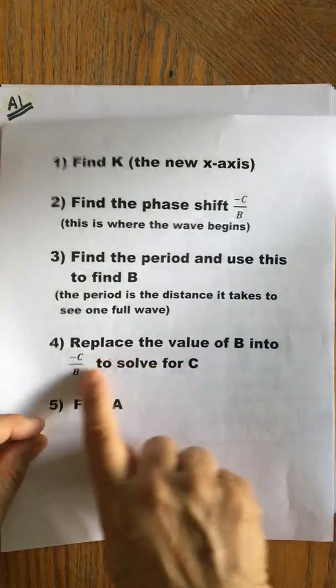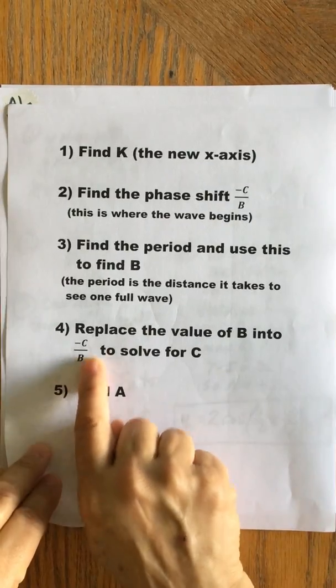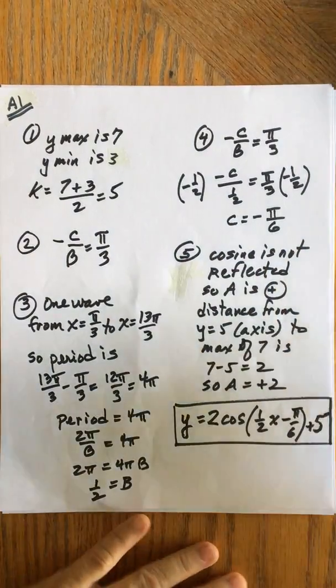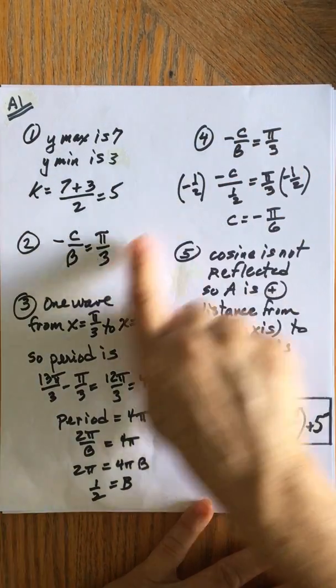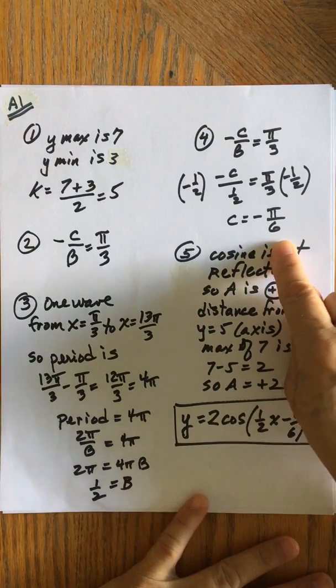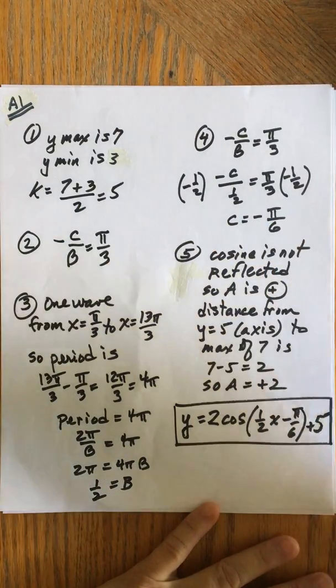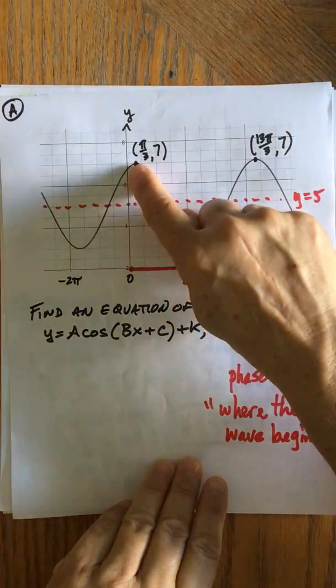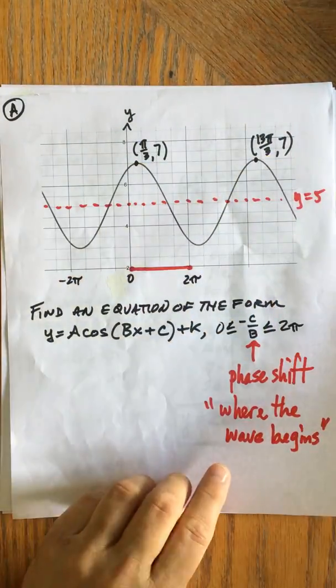So now that I've got B, I replace that value in the phase shift formula that I found way up here in part 2. So I have negative C over B is pi over 3. And so I put in a half, and then I solve for C, and I get that C is negative pi over 6. Now the cosine wave that we were looking at is not reflected. It starts at a max and then ends at a max, so that's a regular cosine.